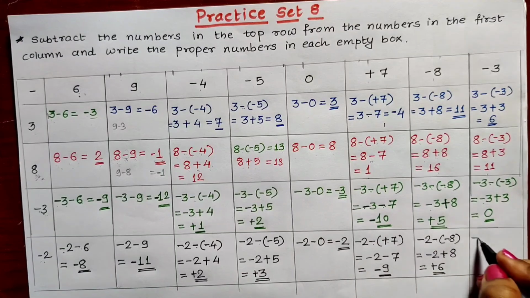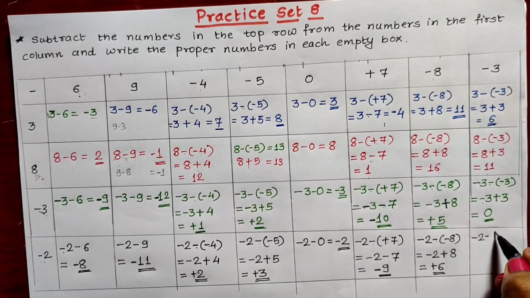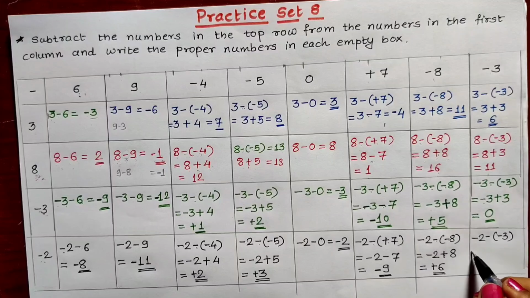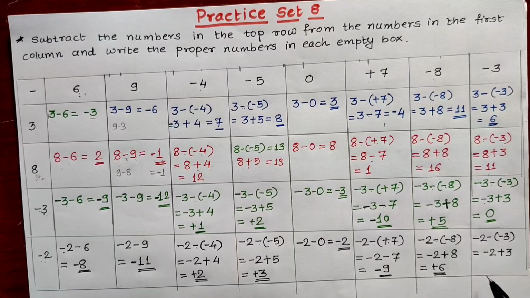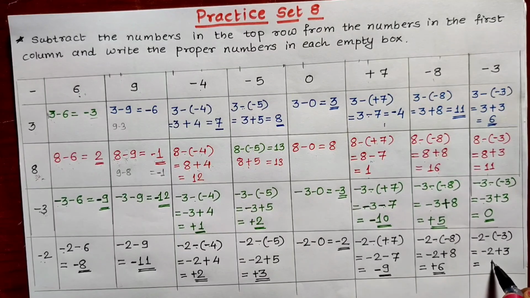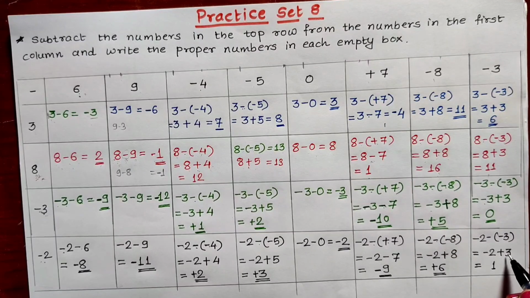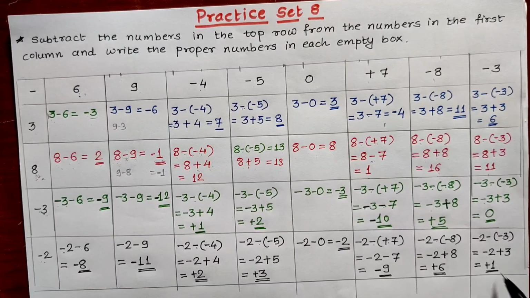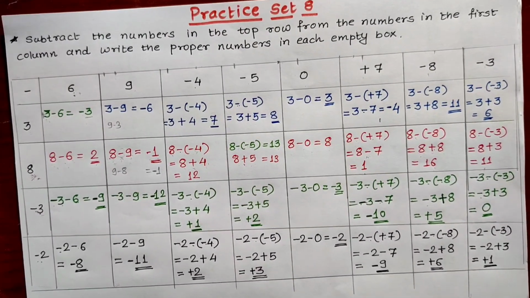Minus 2 minus this minus 3. We write in the bracket. Minus 2 as it is. Minus minus become plus. This 3. 2 is having minus sign. 3 is having plus sign. That means different sign. Different sign means we have to subtract the smaller number from bigger one. 3 minus 2. Answer is 1. Answer should have the sign of bigger number. Bigger number is 3. 3 sign is plus. So answer will have plus sign. Answer is plus 1. In this way, you can complete this full table, full chart given in practice set 8.